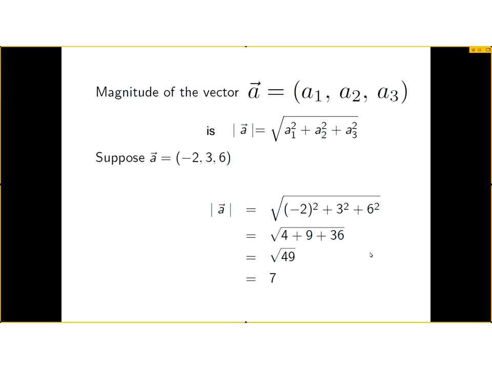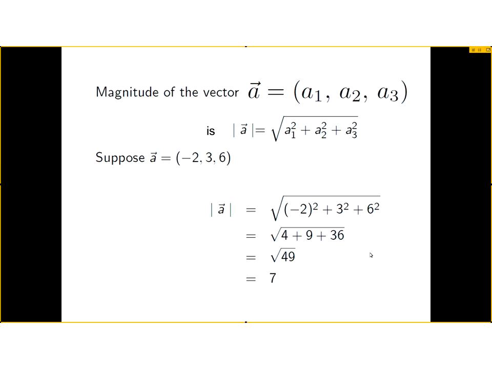For example, we have a vector (a1, a2, a3). The magnitude can be found by squaring the components, adding them, and taking the square root. So let us take an example. Suppose a is equal to (-2, 3, 6), and we have to find the magnitude of the vector a.